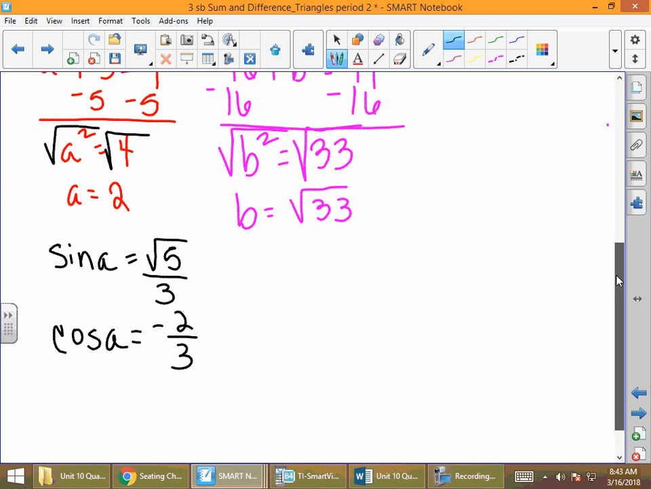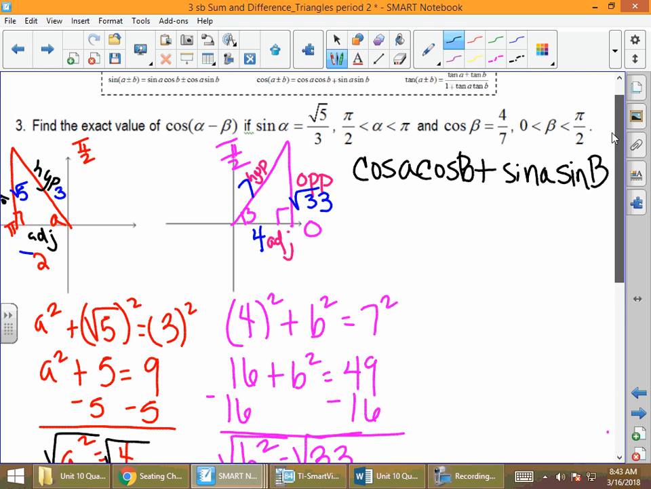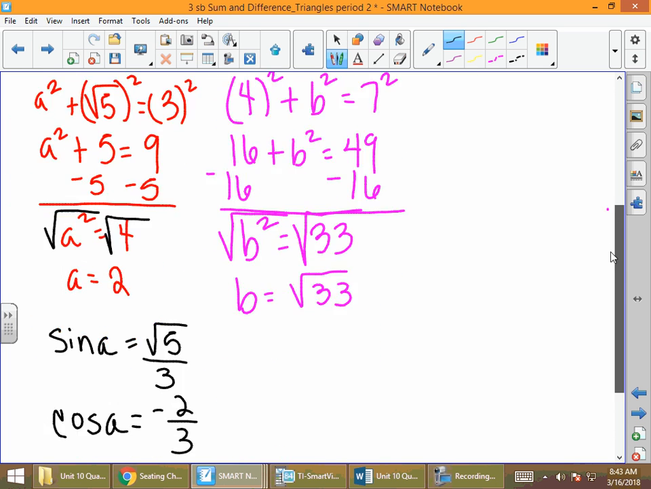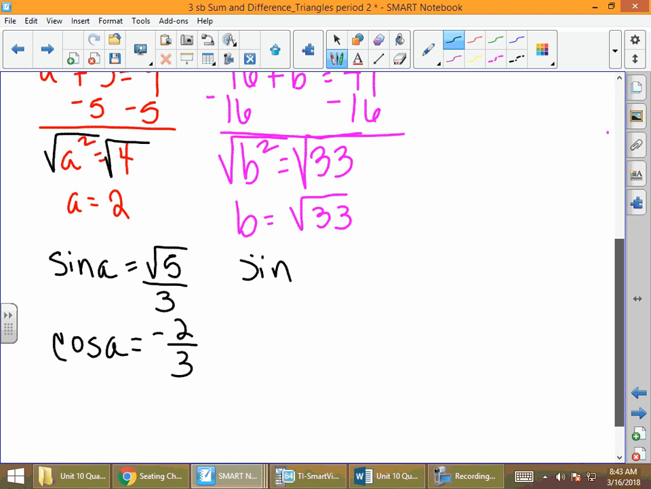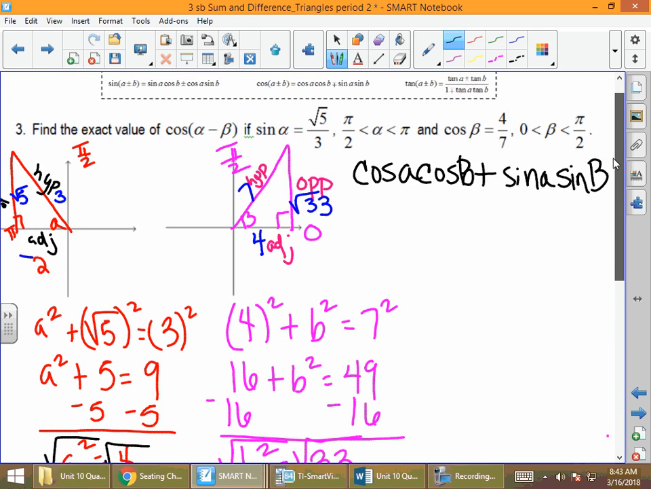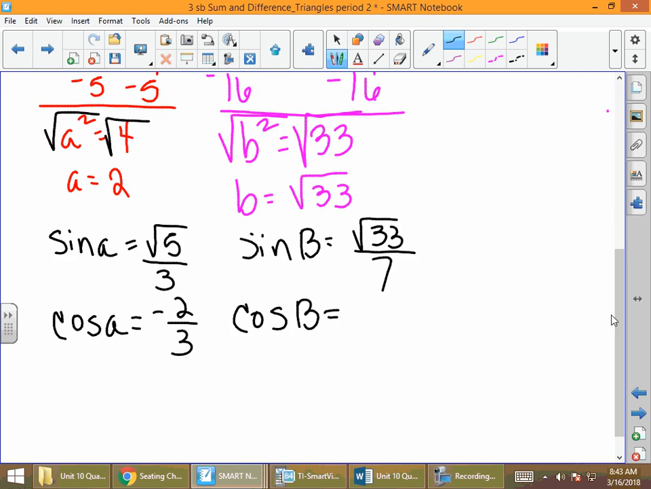When we look at our pinkish purplish triangle, our sine of beta is opposite divided by the hypotenuse, so it's going to be square root of 33 over 7. And luckily enough, we were given the cosine of beta in our problem. We could still look at the triangle, but it's 4/7. That's a personal preference to me. I like to list what I know down here to fill this in.